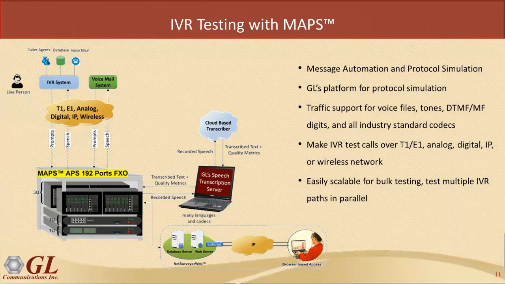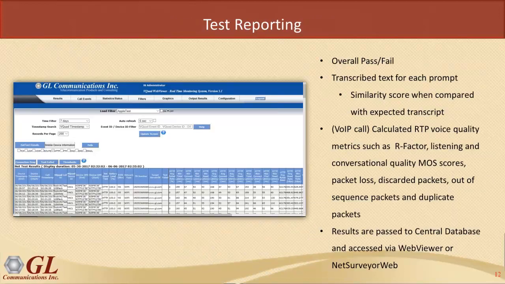Both VQuad and MAPS provide a report at the end of a test, as I mentioned before. This report contains overall pass-fail information and transcribed text for each prompt, and for each prompt you can provide a similarity score or some quality measurement that compares the transcribed text with the expected text. And for VoIP calls, we'll include various RTP voice metrics and packet information that shows the network quality.